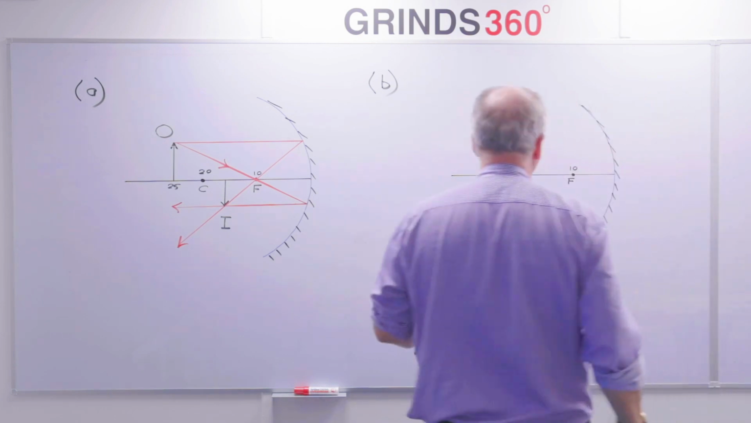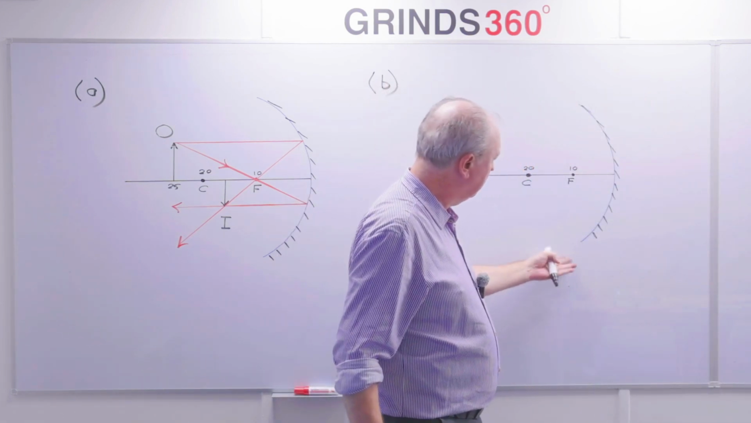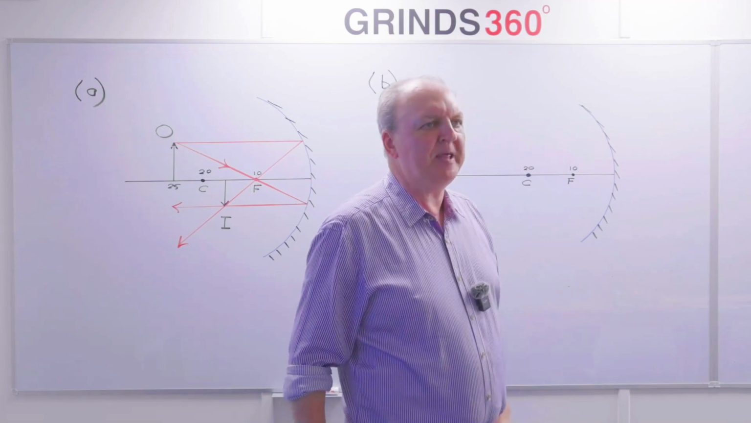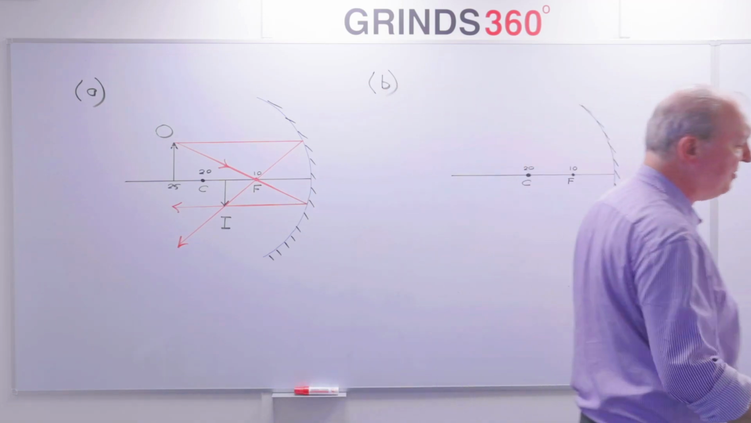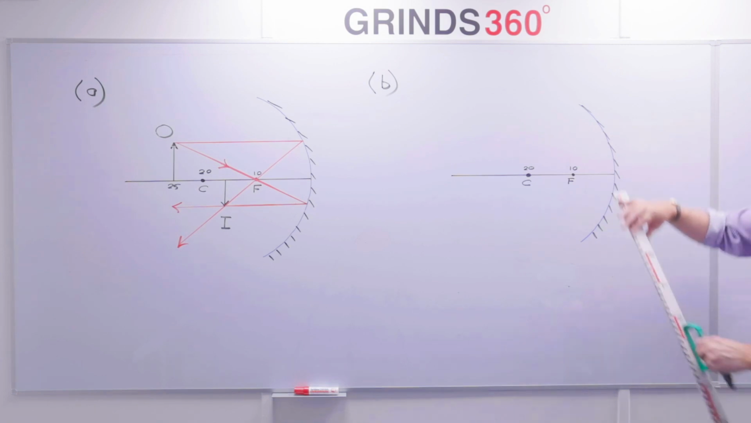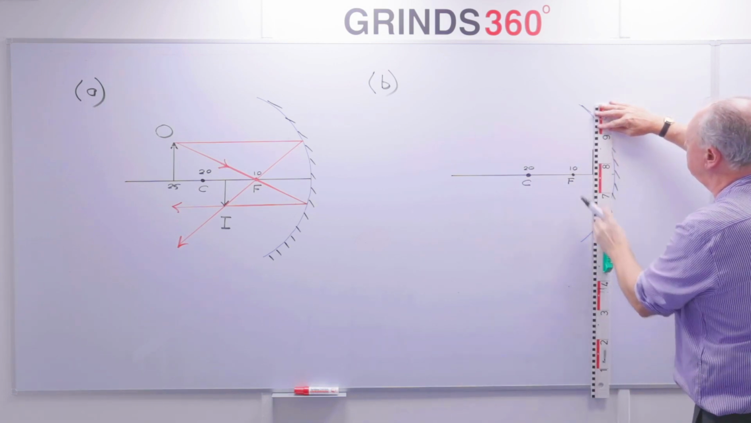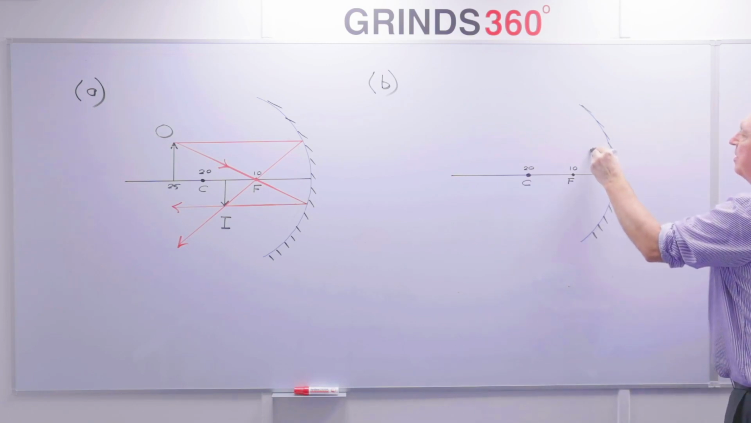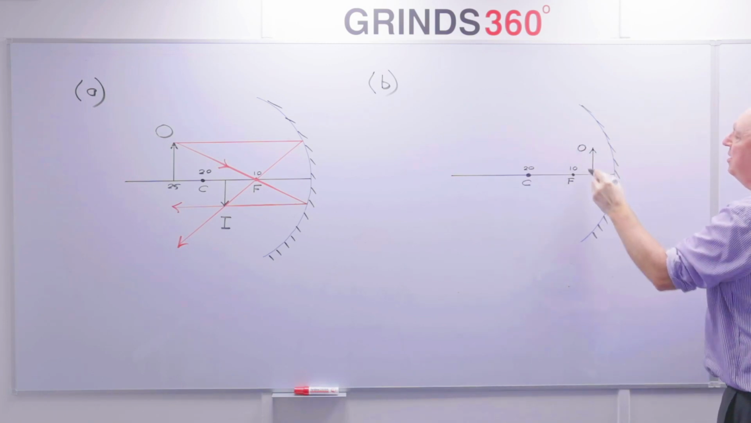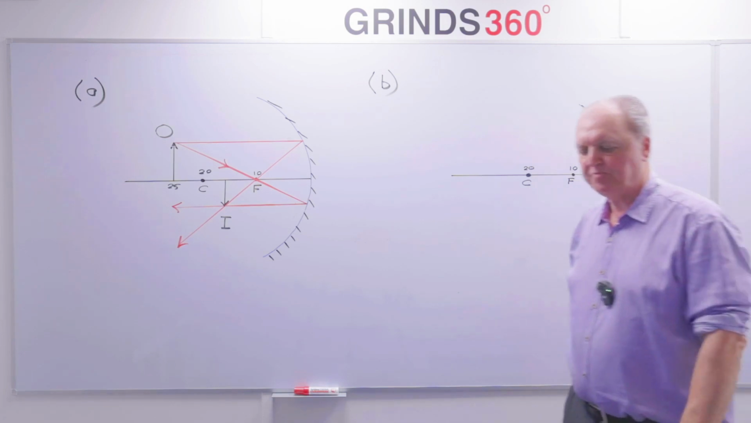So, here's my ray diagram. There's my concave mirror again. And I'm going to put the object 5 centimeters from the mirror. That's inside the focus. So here's my object O at 5 centimeters from the mirror.